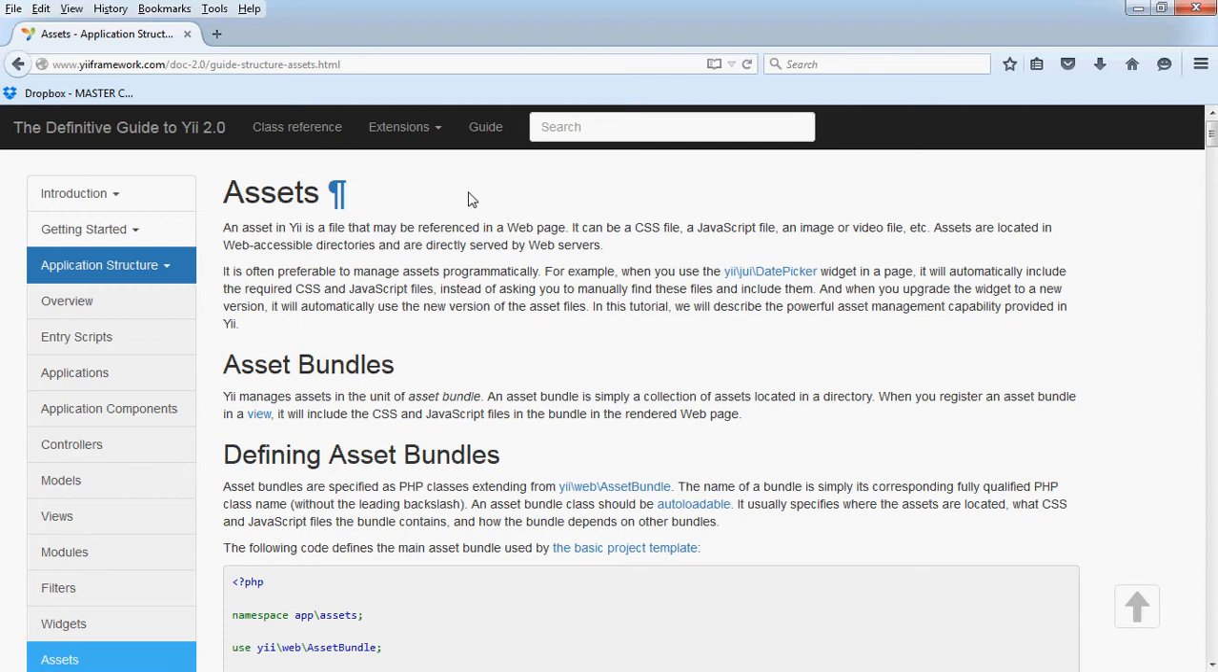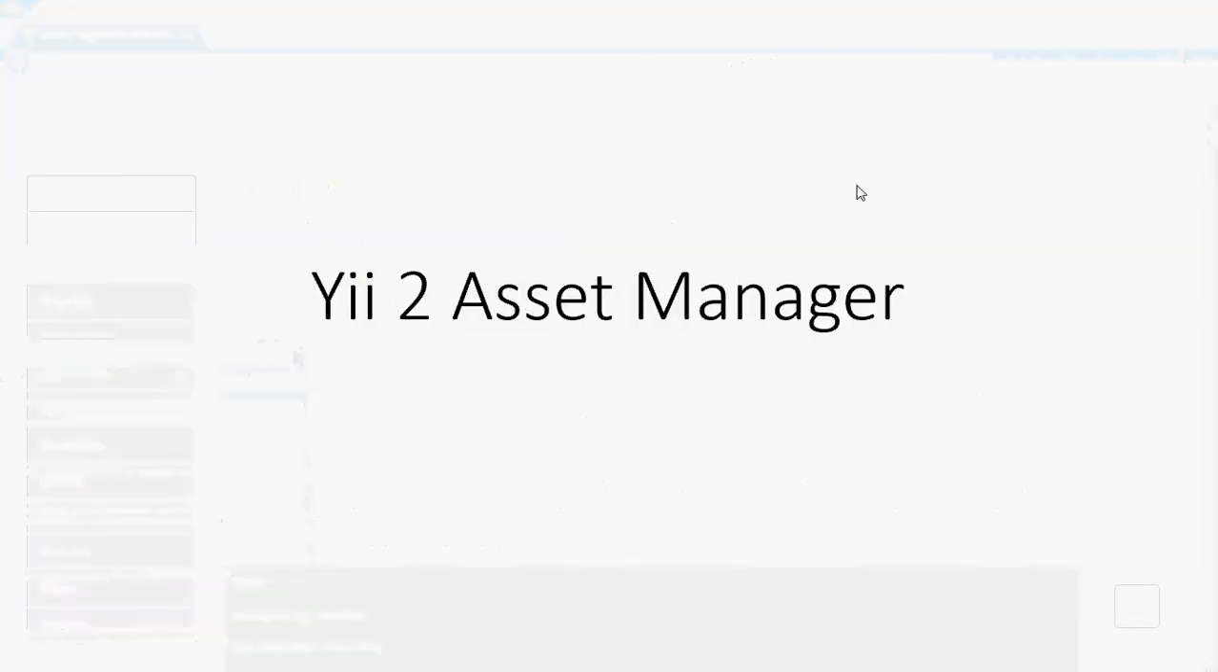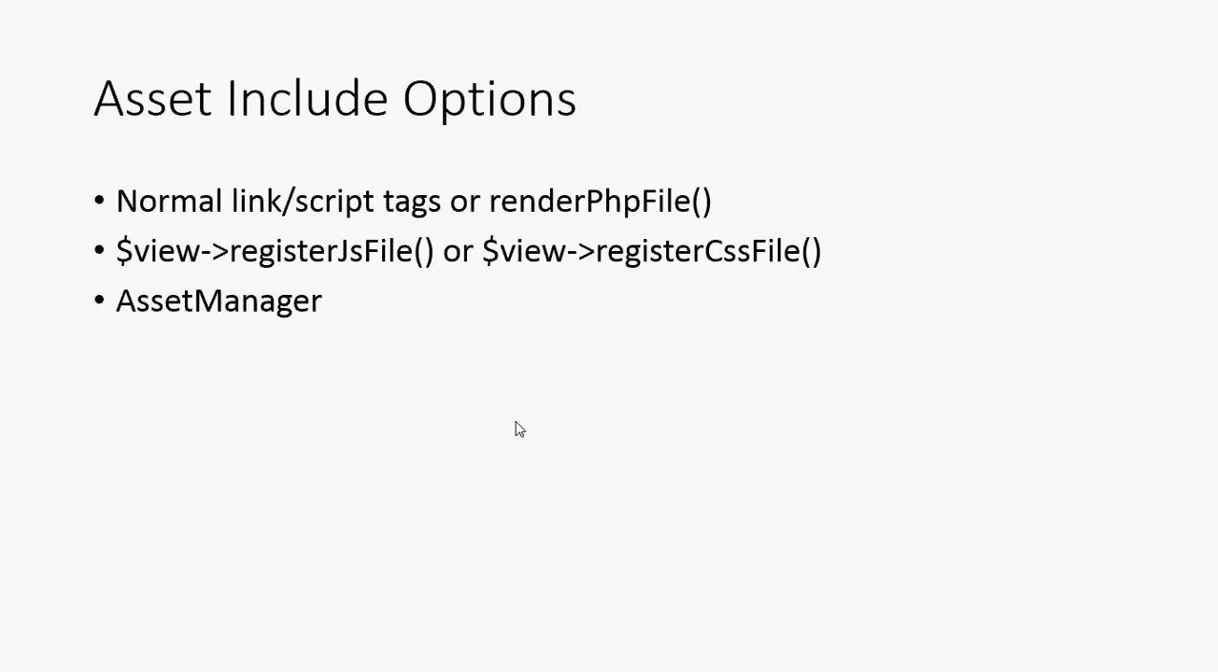So there are 3 ways really in Yii that you can include, let's just talk about CSS and JavaScript. It kind of works for fonts and videos and everything else, but because none of the fonts and videos and stuff are bundled or minified, then they're not really covered in the same way. So let's just talk about CSS and JavaScript for now.